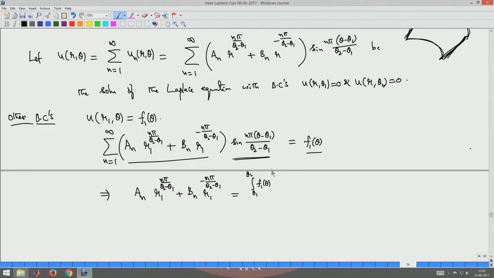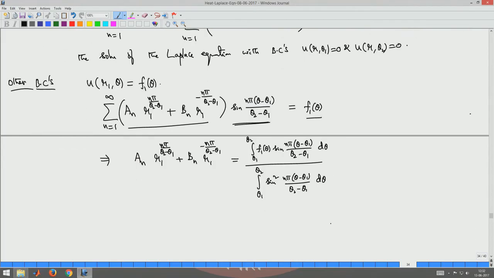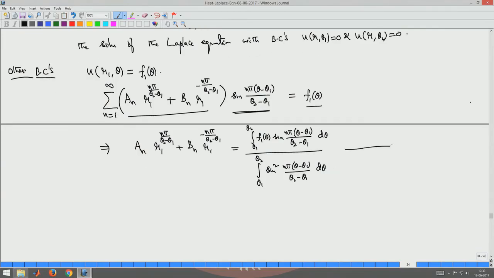So, what you get is f1(theta) into the bar of this function. These are all real valued functions, so bar does not matter. Sine of n pi (theta minus theta 1) by (theta 2 minus theta 1) d theta, that is the right hand side. The left hand side what remained is only the integral from theta 1 to theta 2 of sine square of n pi (theta minus theta 1) divided by (theta 2 minus theta 1) d theta. This we can calculate, that is half. You can evaluate this, I will not evaluate it now exactly. So, this is one equation, let us call this equation 1.